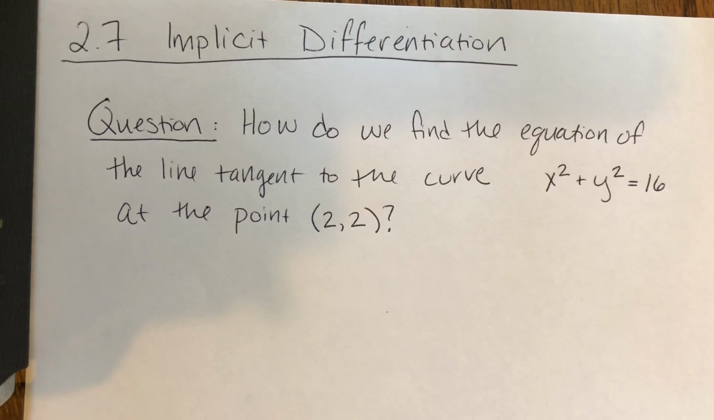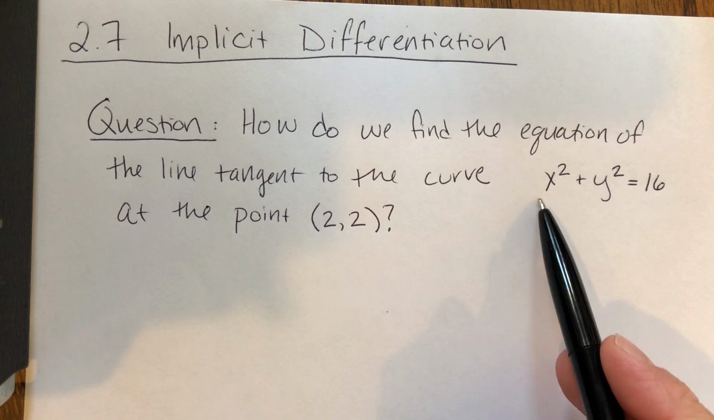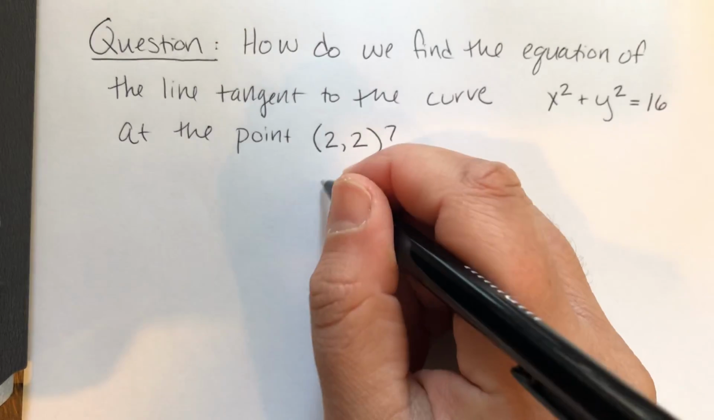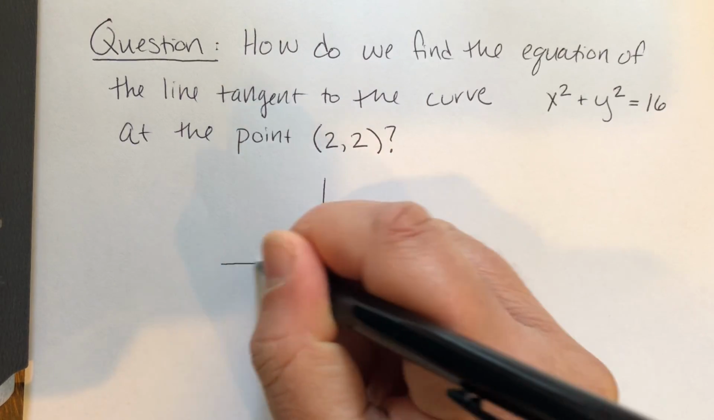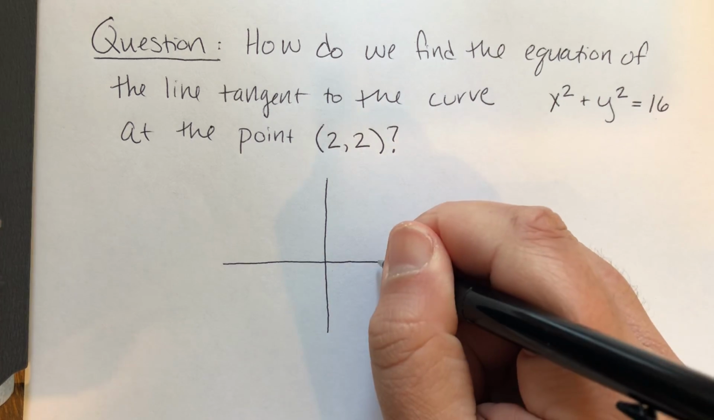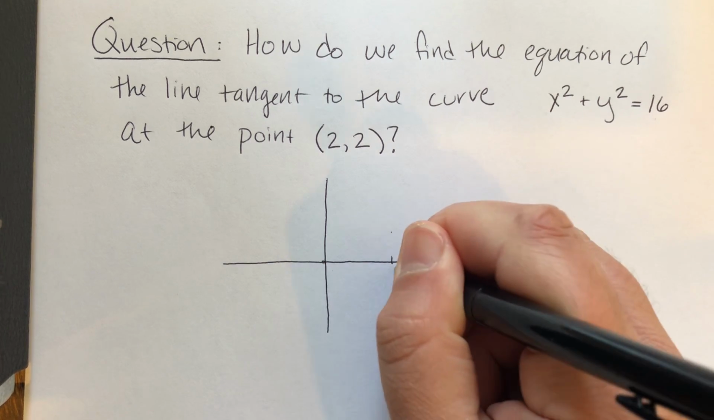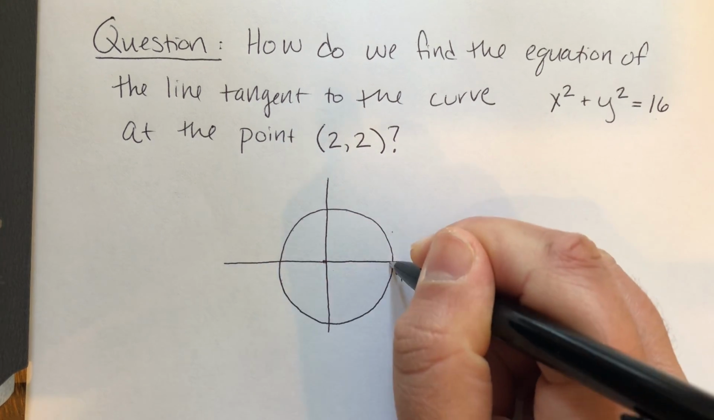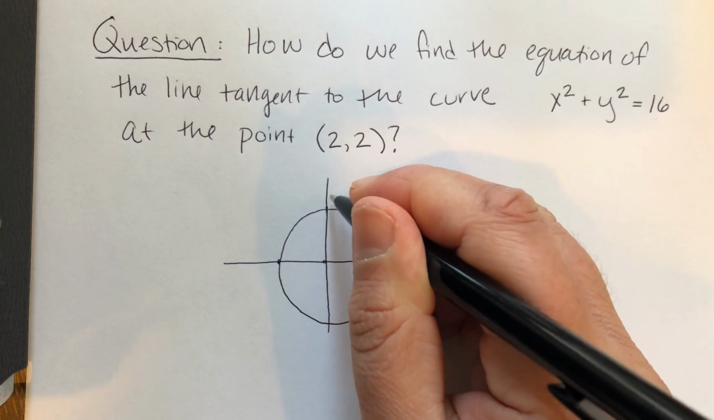So something to point out first of all is this equation, x squared plus y squared equals 16, that's the equation of a circle, right? And a circle is not even a function. This is going to be a circle with a radius of 4 centered at the origin. All right, here's our circle, something like this.